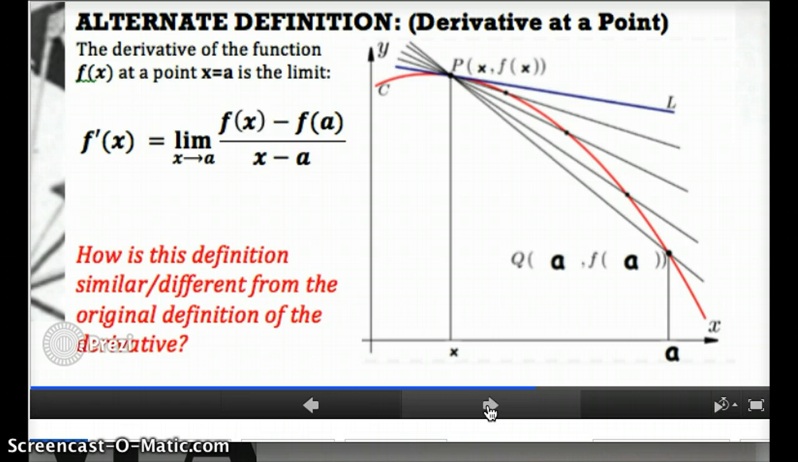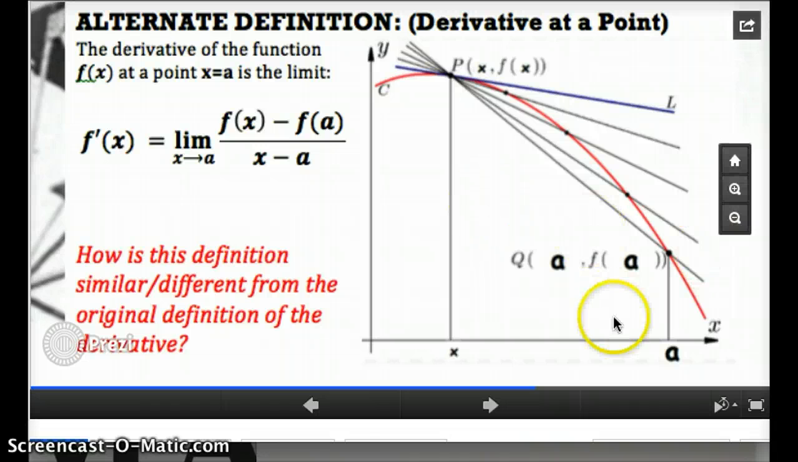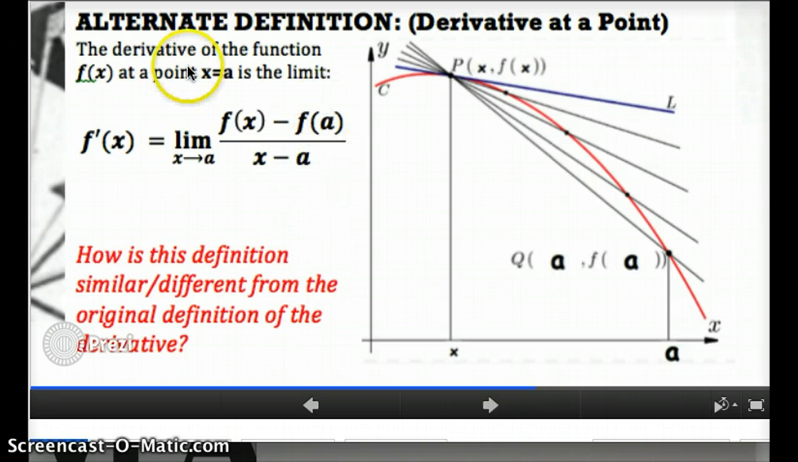Once you have it copied down, and you need to focus on this formula, you don't necessarily need this graph because it should be earlier in your notes already. But once you have this formula down, pause to think about how it's similar and how it's different from yesterday's definition of a derivative.